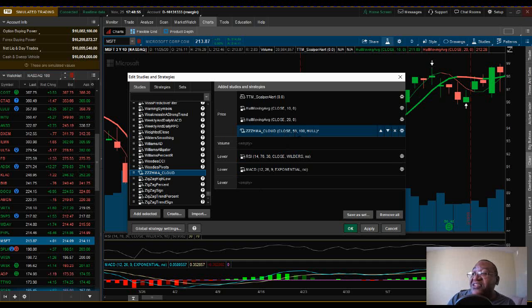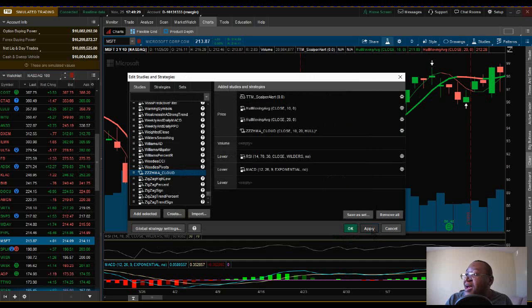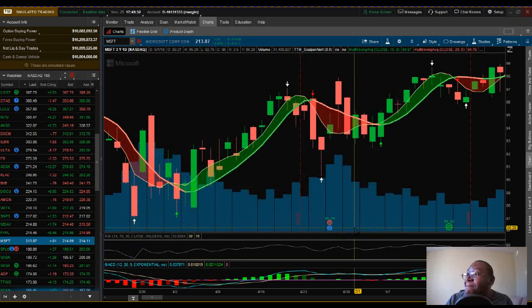So here we already selected it. Now here's what I'm going to do. We do need to modify it because, as you can see, this cloud is a little bit longer than our 10 and 20. It's at a 50 and 100 Hull moving average. So what I want to do is edit. I'm going to change this to 10. Change that 100 to 20. Hit OK. Hit apply. Bam.